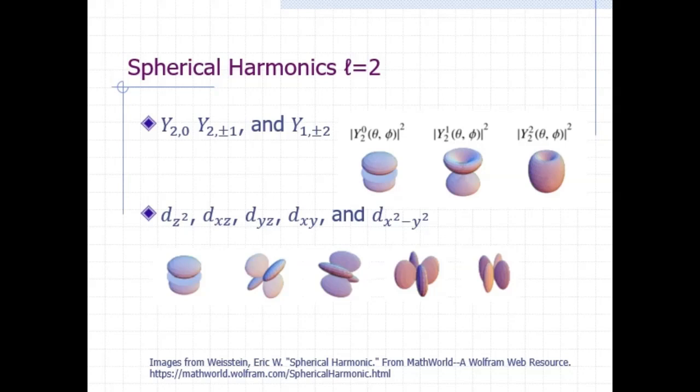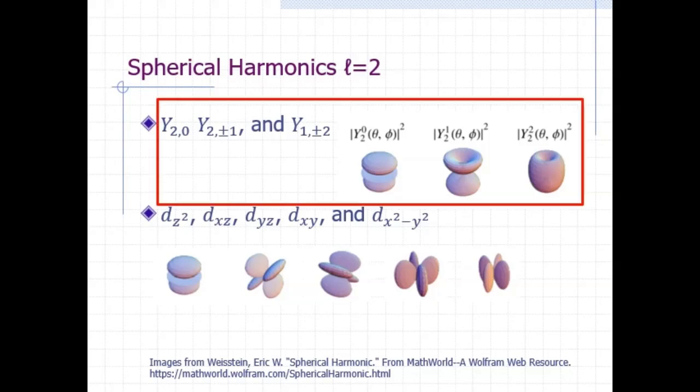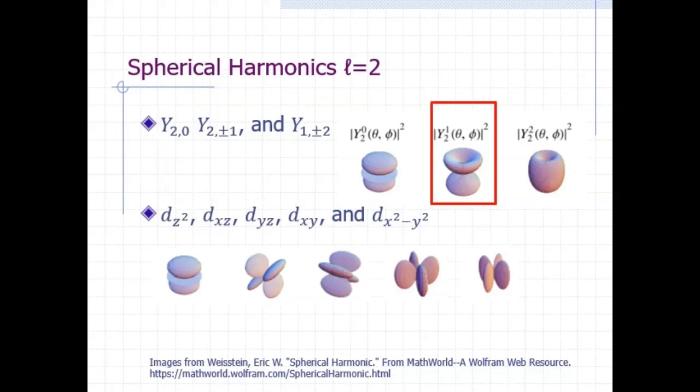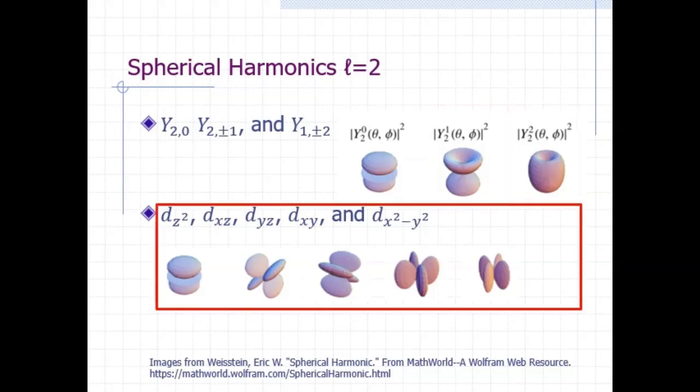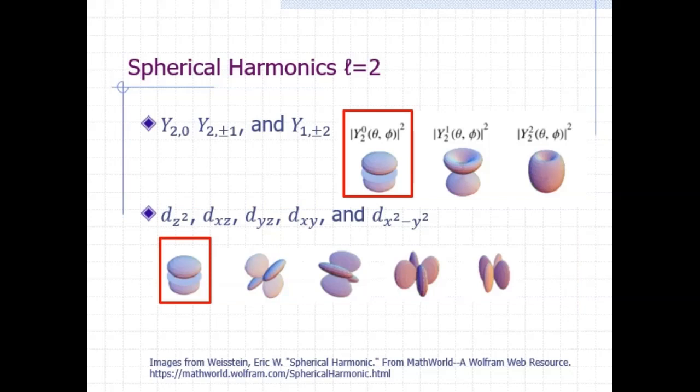Here are the three-dimensional surface plots for the probability density functions for L equals 2. These are the ones with well-defined m sub L. Because the functions are complex for non-zero m sub L, the probability density function is the same for m sub L plus 1 and minus 1. And it's the same for m sub L plus 2 and minus 2. These are the surface plots for the probability density functions for the real spherical harmonics. The dz squared is identical to Y2,0.